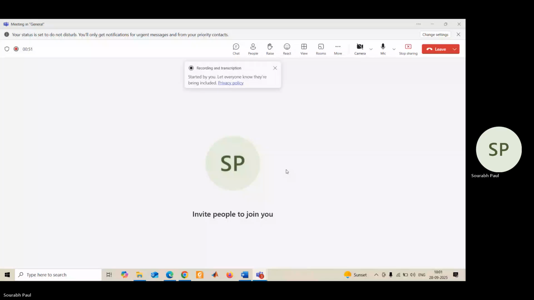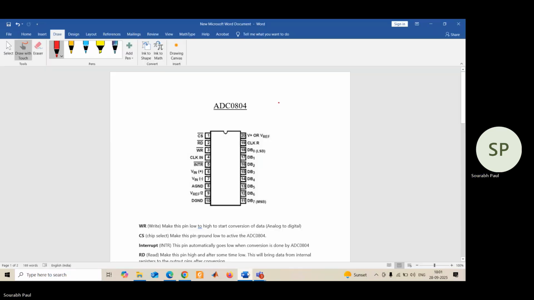Okay. So in this lecture, I'm going to discuss ADC0804 and its interfacing with 8051. So here basically I'm going to write one assembly language program to do interfacing of this ADC0804 with 8051.